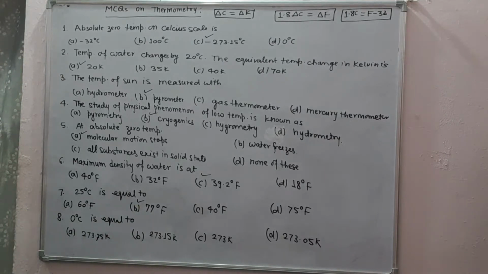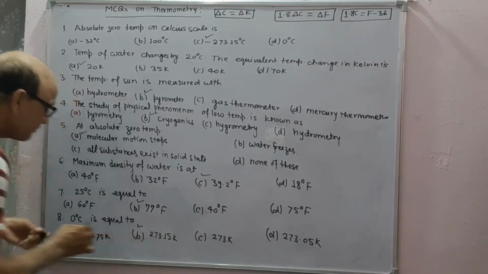Next, question number 8. 0 degree Celsius is equivalent to how many Kelvin. As you know, 0 degree Celsius plus 273.15 gives temperature in Kelvin. Therefore, the Kelvin temperature will be this one, equivalent to 0 degree Celsius. So, the option will be B.